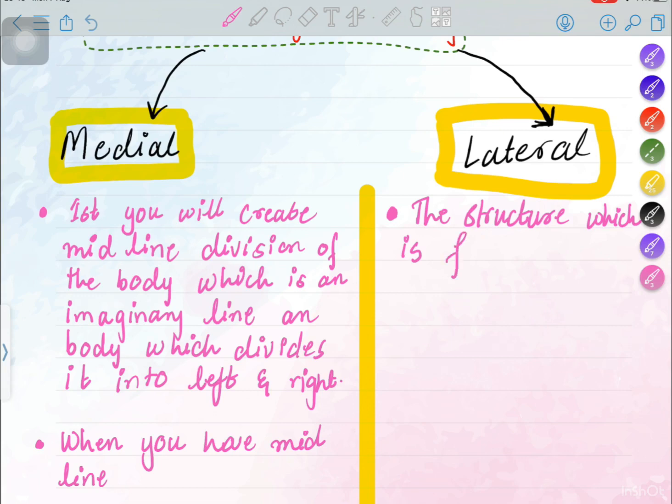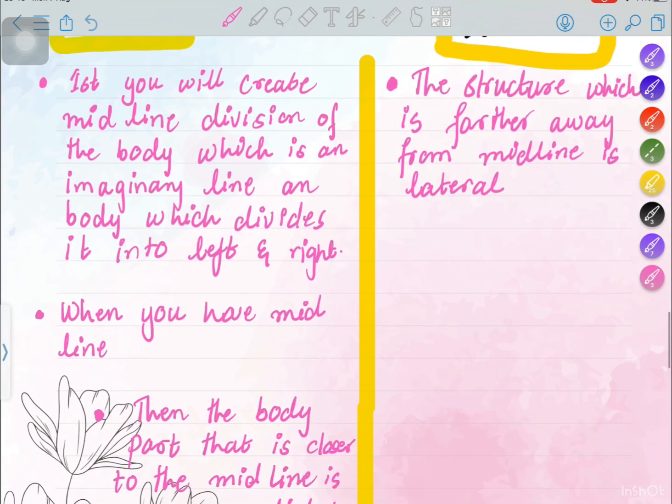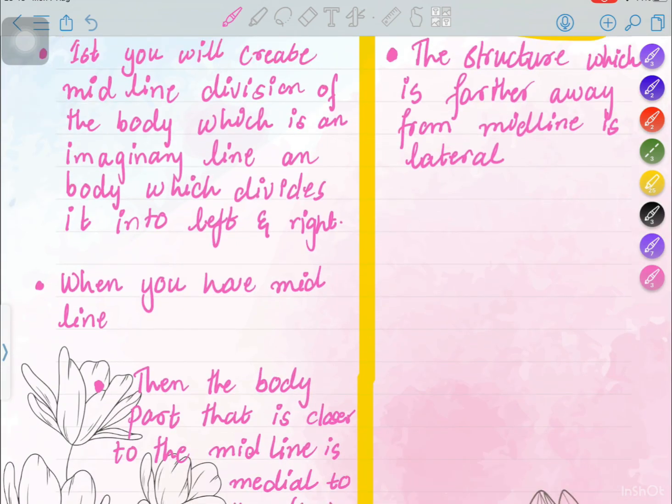It is close to the midline, correct? And the thumb is further apart from the midline. Now let's go to the lateral one, and then I will write the example here. So lateral: the structure which is further away from the midline, that imaginary midline, is called lateral.